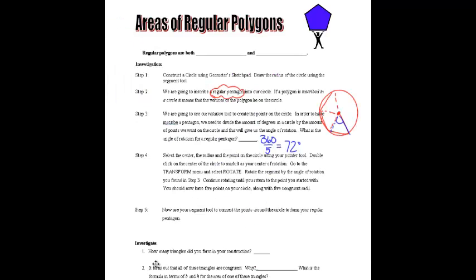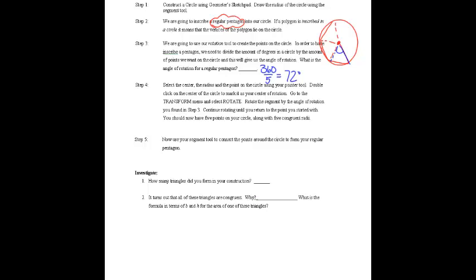So then we go down to the investigate section. We want to know how many triangles we formed in the construction, so that should be pretty straightforward. There are 5 triangles formed. It turns out that all these triangles are congruent.